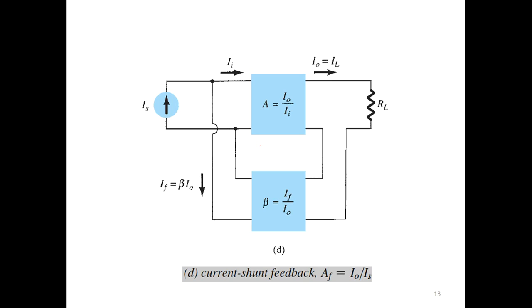Then the final one is current shunt or parallel feedback. Here the input as well as output things are in parallel. It is the current term. Let us observe again the gain parameter A equal to the ratio of I naught upon Ii. Here the output is a current, and the input is also a current source. So what about the unit? The unit is dimensionless.